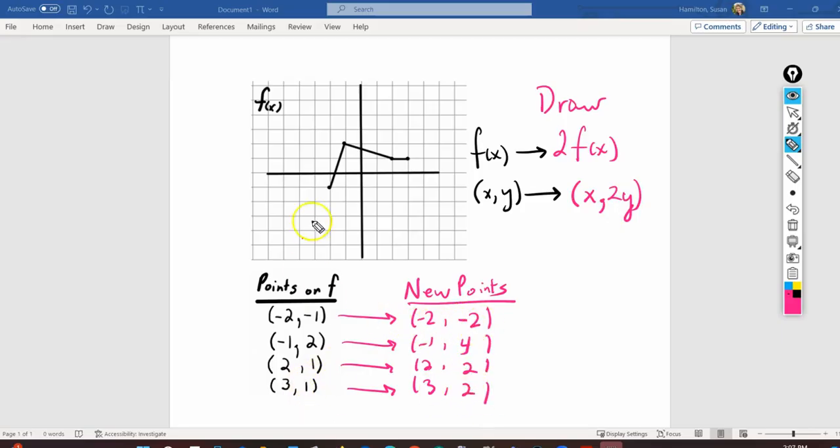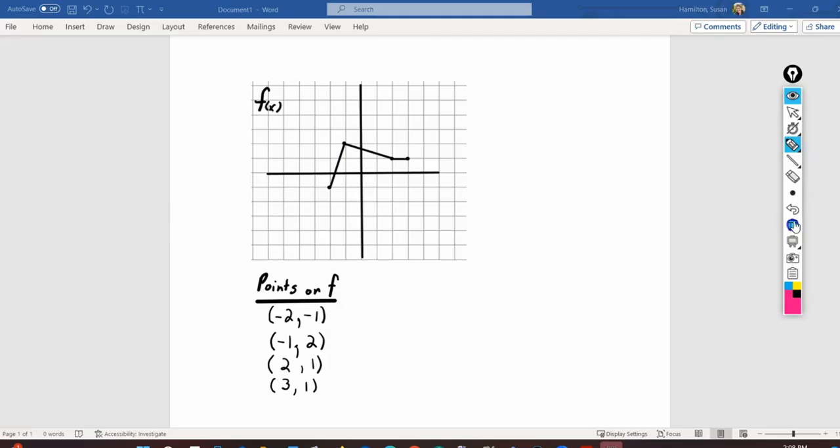Now I'm going to plot these points and connect them as I go. So -2, comma, -2, -1, comma, 4, and I'm going to connect as I go. Then 2, comma, 2, connect as we go, and 3, comma, 2, connect as we go. So what I have there in the red is the graph of that one. Okay, now what if you're told to draw that?